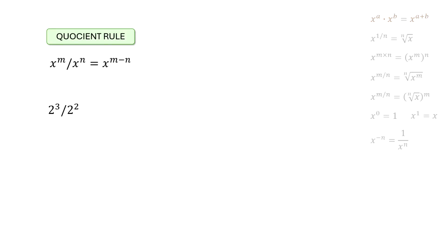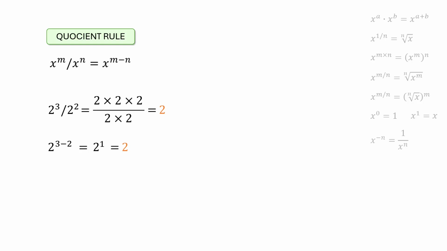Let's see an example. 2 raised to 3 is 2 times 2 times 2. 2 raised to 2 is 2 times 2. Two terms in the dividend are removed by the two terms in the divisor, leaving only 2 as the result. If we apply the quotient rule, then we are subtracting the two powers. In this case, 3 minus 2, which is 1. 2 raised to 1 is 2. So, we have the same result.